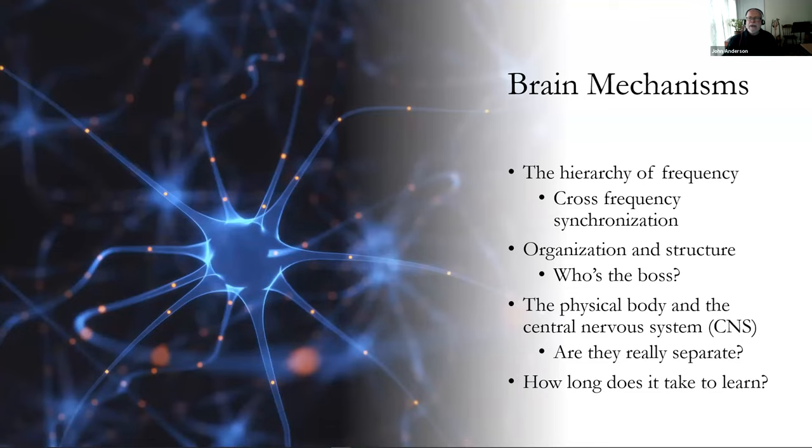So the brain mechanisms that are involved in this process, we'll go into those now, and we'll talk about the hierarchy of frequency. Cross-frequency synchronization is one of the most important aspects of the hierarchy of frequency. We'll talk about organization and structure. Who's the boss? Who's in control of all this activity? The physical body and the central nervous system, are they really separate? Well, we've already talked about that a little bit. Obviously, they are not. And how long does it take to learn a new skill, for example?